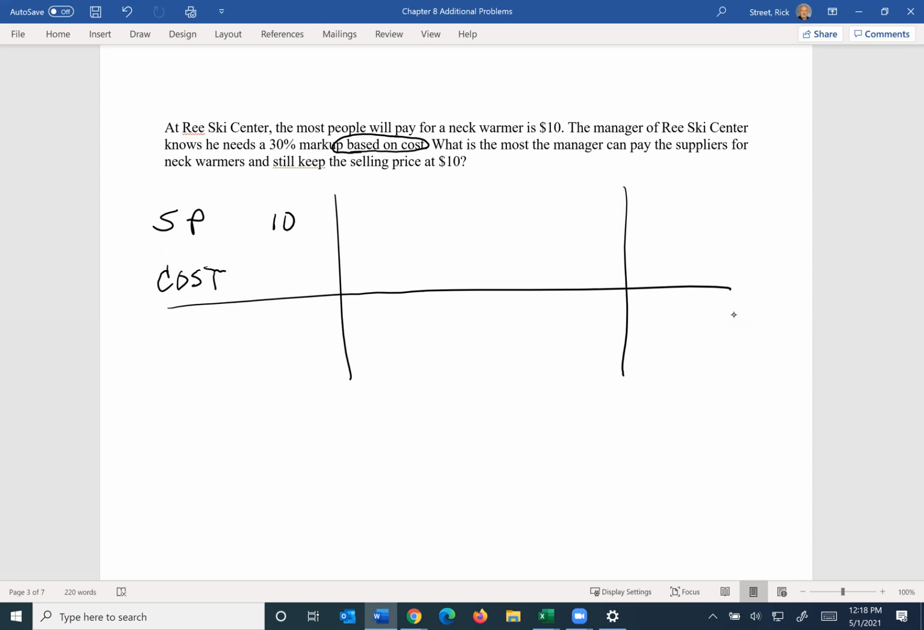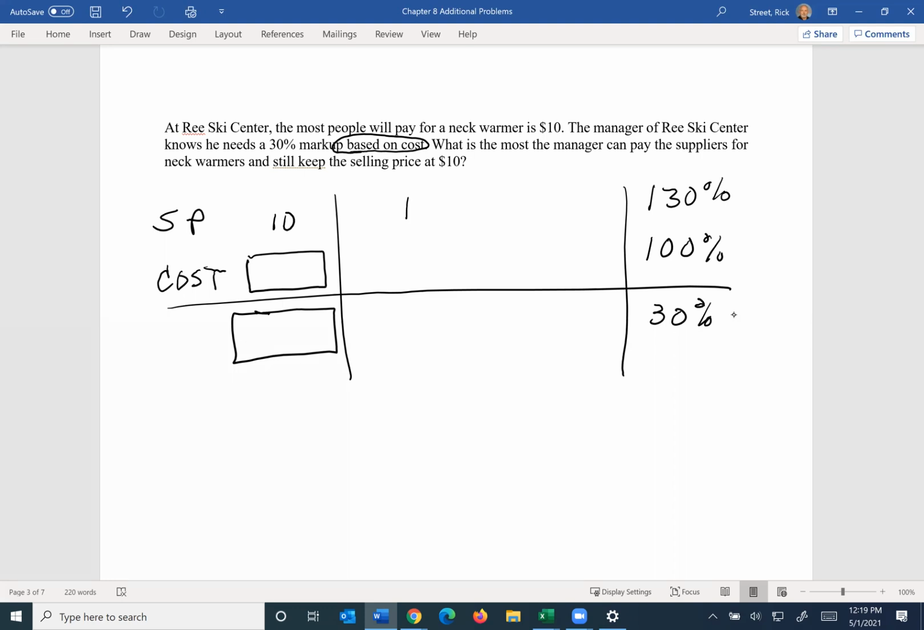And it says that they definitely have to have a 30% markup. So that's 30%. And since we're doing it based on cost, we know that that's our base. So it's 100%. Cost is going to be the unknown that we're working with at the moment. So let's finish this percentage out. In this case, our sales price is 130% of our cost, but we don't know what our cost is yet. But now we've got a workable formula.